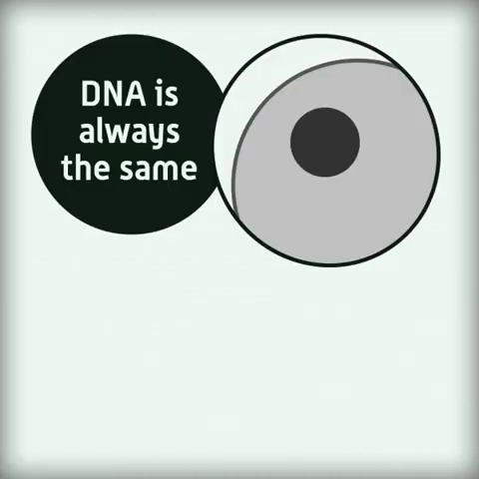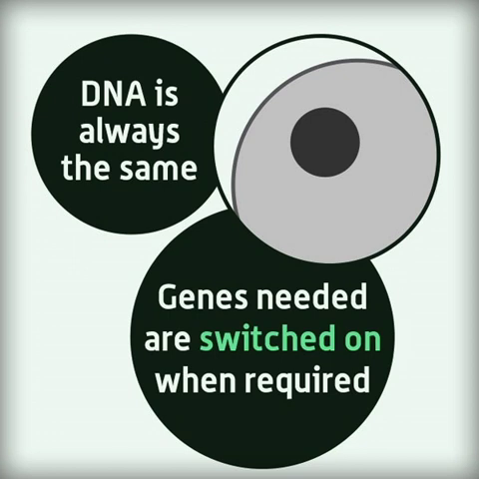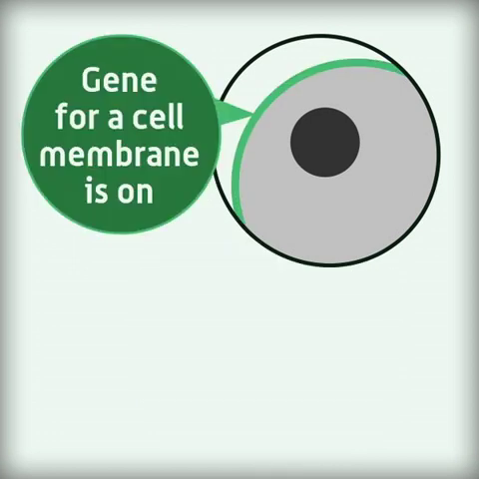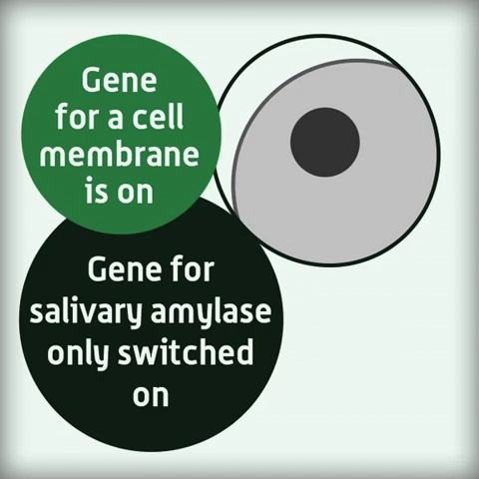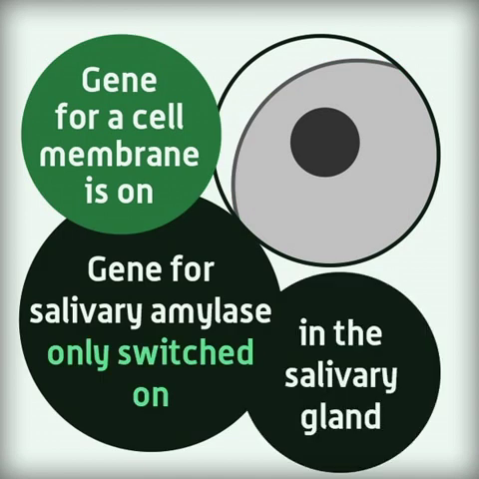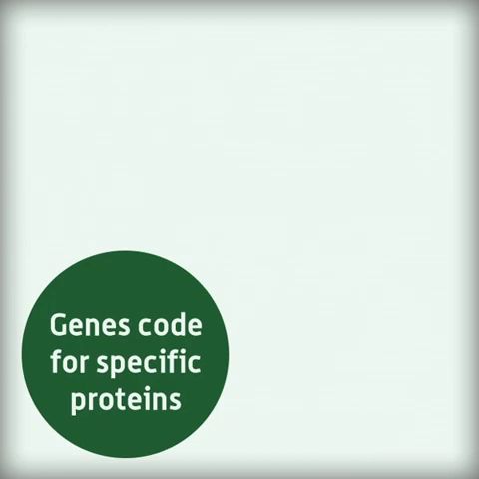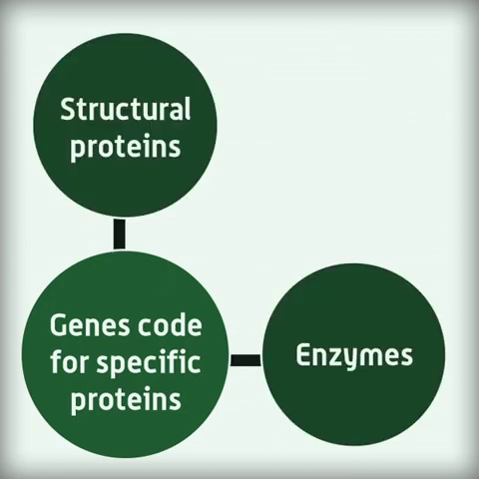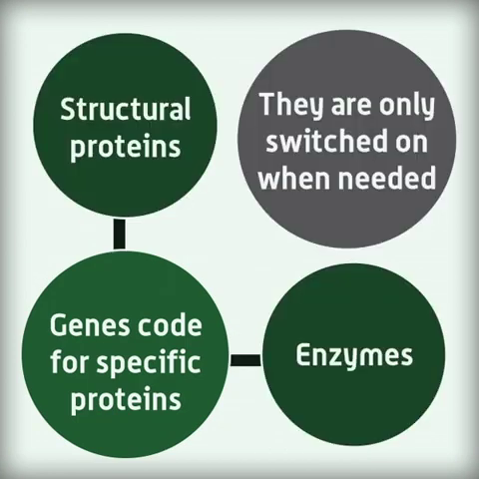Inside every cell, the DNA is always the same. The genes that are needed are switched on as and when required. For example, in all cells, the gene for a cell membrane is on, but the gene for the enzyme salivary amylase is only switched on in the salivary gland. Genes code for specific proteins, which can be structural proteins or enzymes, and are only switched on when needed.